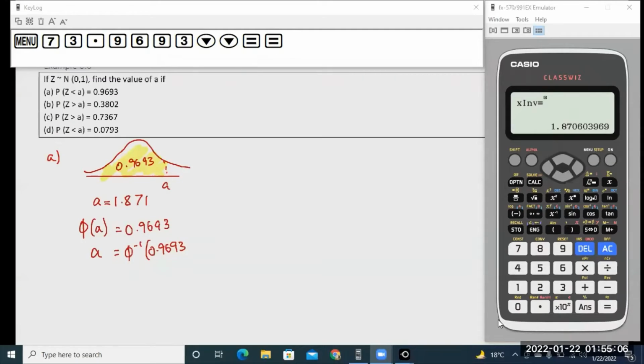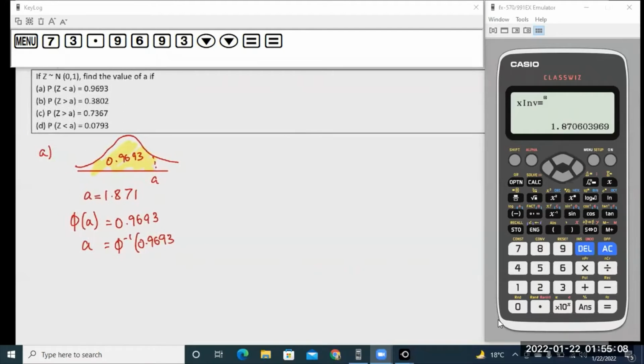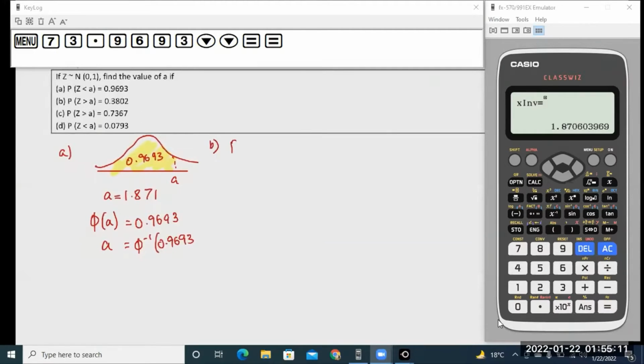Okay. Doing the second part to this question, it says the probability of z greater than a is 0.3802. Now, if you wanted to do this directly on your calculator, you should be aware that your calculator can only read to the left of the line, the area to the left of the line. So if your area is to the right of the line, and this is what this question is about, if this area is 0.3802, instead of doing that on your calculator, you could do two things.